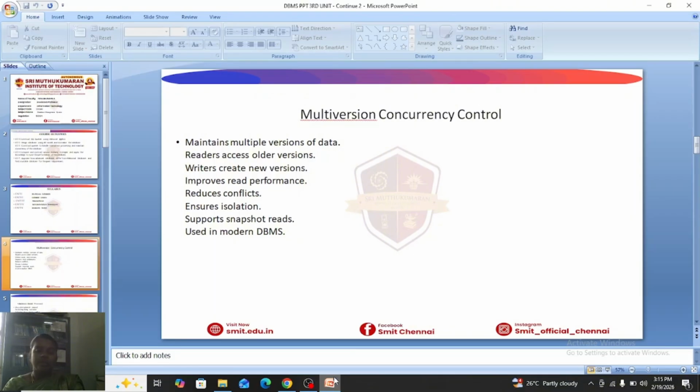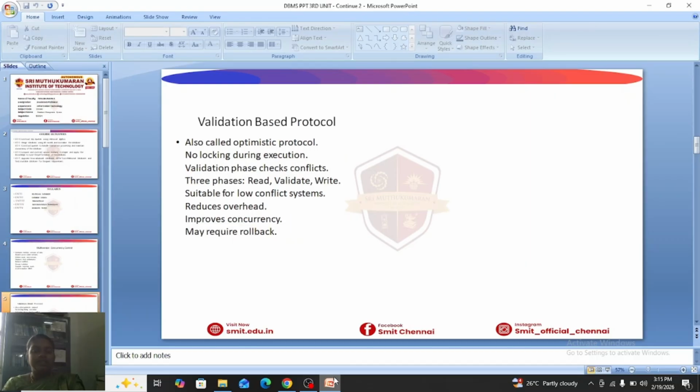Okay. Moving on to validation based protocol. It is also called optimistic concurrency control. Okay. No locking during execution. The validation phase checks conflicts. There are three phases, that is read, write and validate. It is suitable for low conflict systems. It reduces overhead, improves concurrency, but may require rollback. Okay.